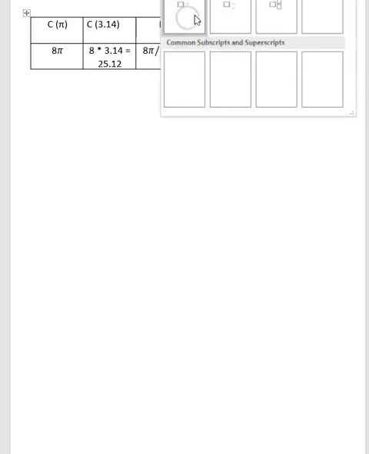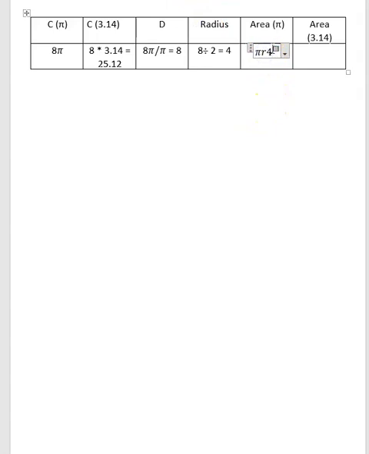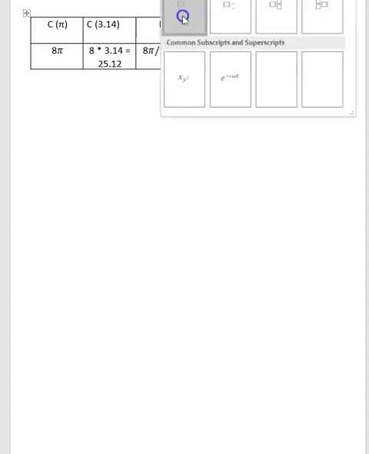Pi r squared is our formula for area. So what we're going to do is leave pi as pi for the exact, but we're going to replace r. So we're going to do area equal to pi times 4 squared.